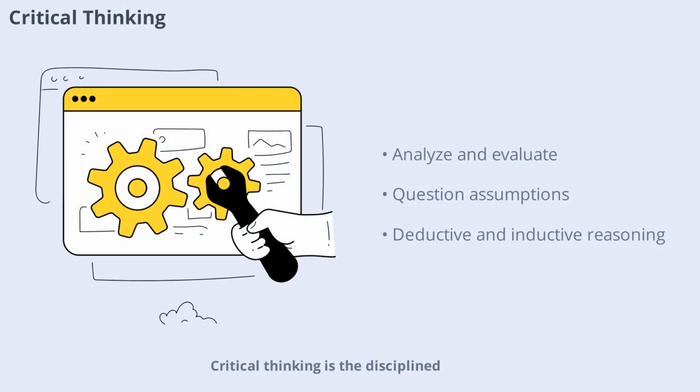Critical thinking is the disciplined process of actively and skillfully analyzing, evaluating, and synthesizing information. It involves questioning assumptions, detecting logical fallacies, and appraising evidence quality.